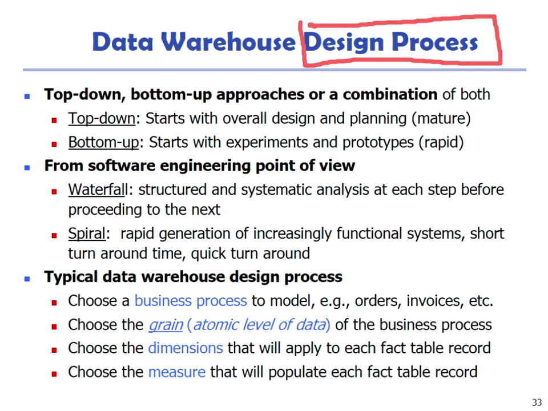So a typical data warehouse design process shows a business process to model, for example, orders or invoices, etc. After that, choose the grain, atomic level of data of the business process. Choose the dimensions that will apply to each fact table record, and choose the measure that will populate each fact table record.